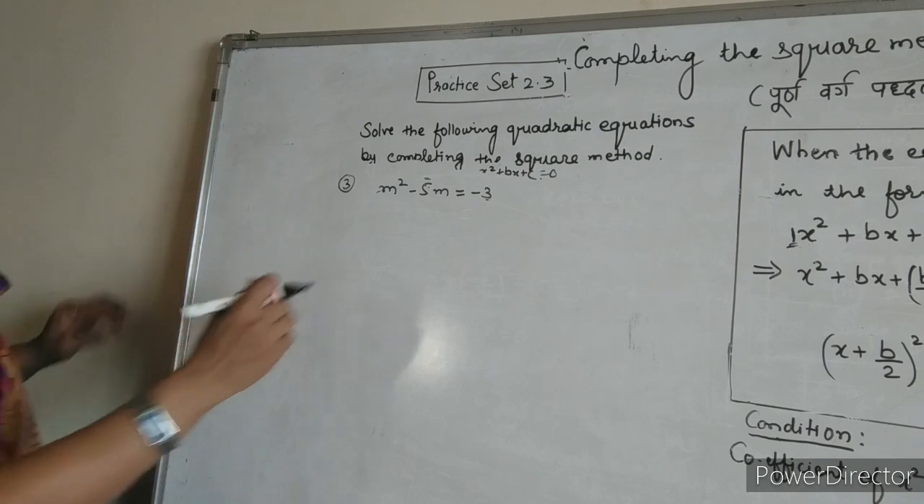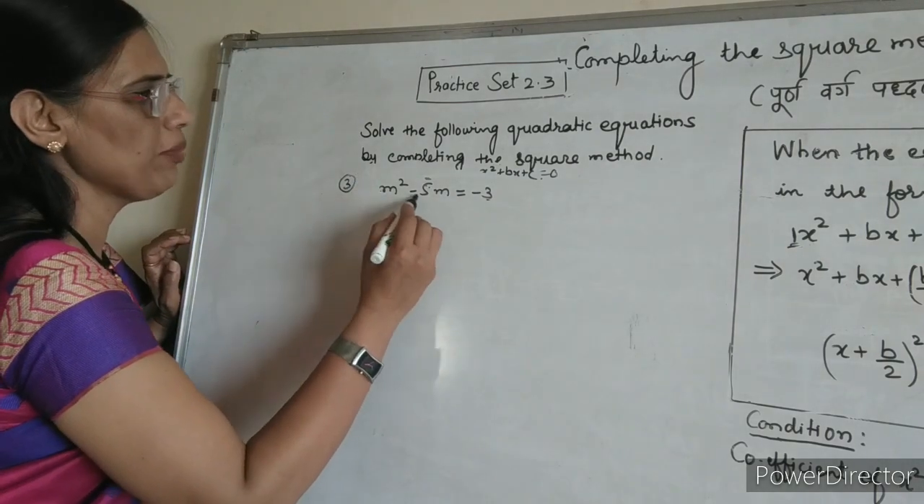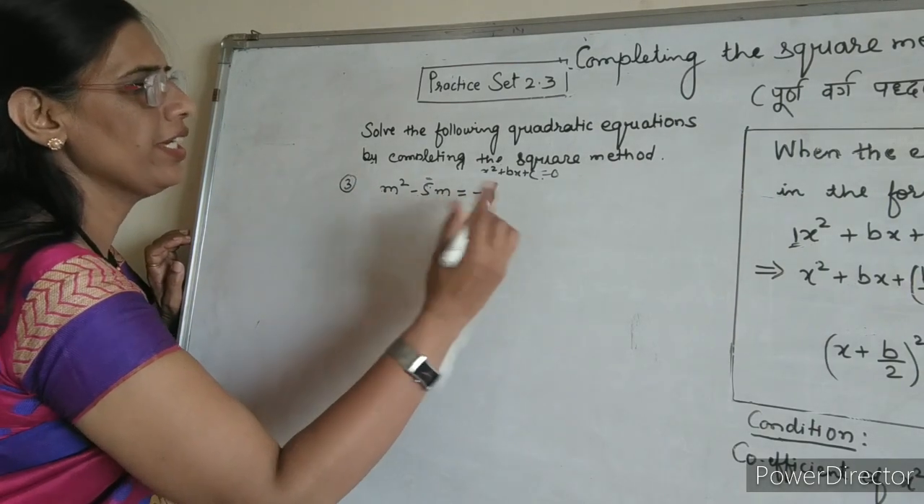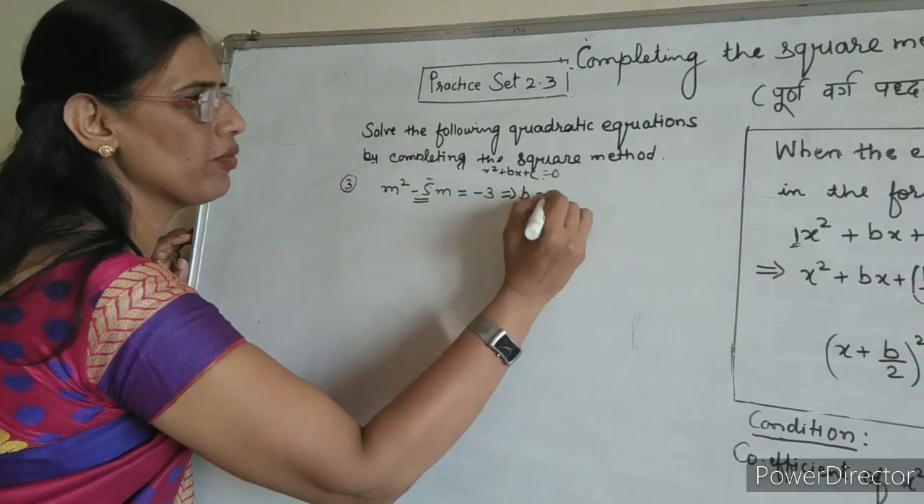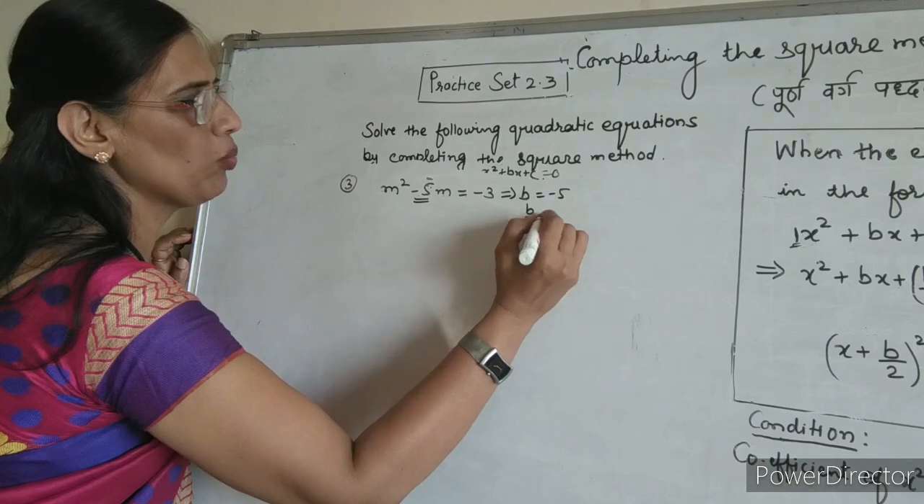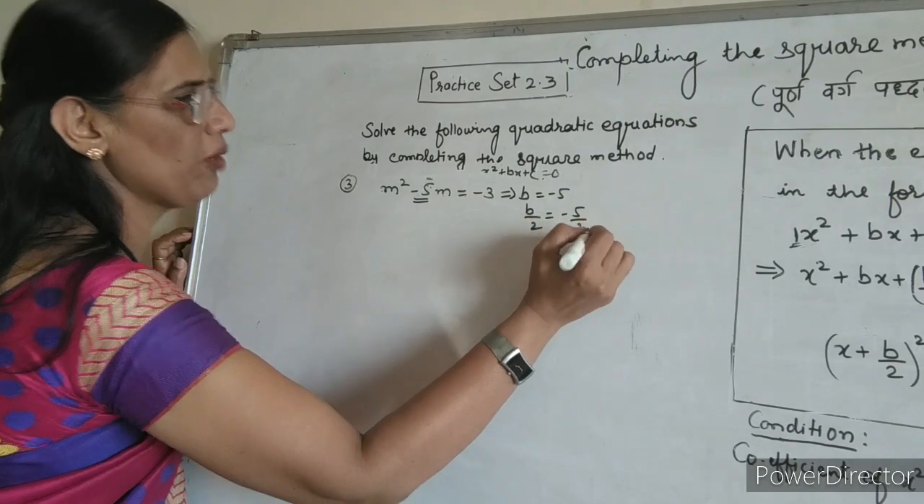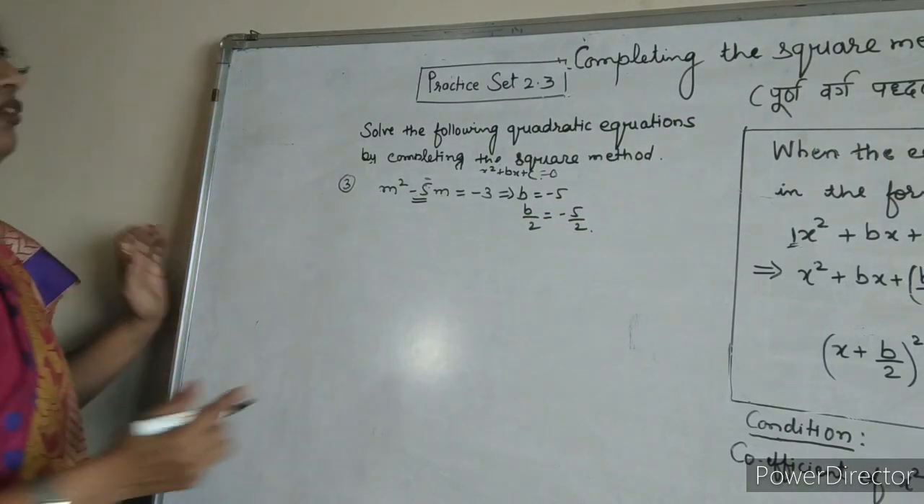Let us solve next example. Example is m square minus 5m is equal to minus 3. Here we get value of b. b is what? Negative 5. Let us find b upon 2. b upon 2 is what? Minus 5 upon 2. So what you will do here?